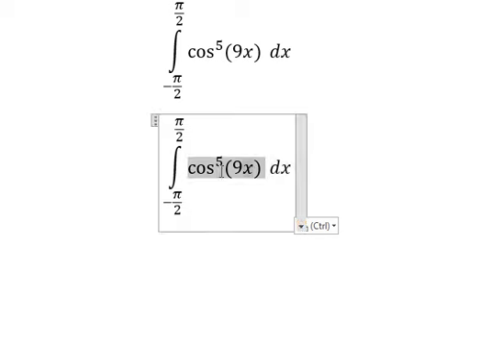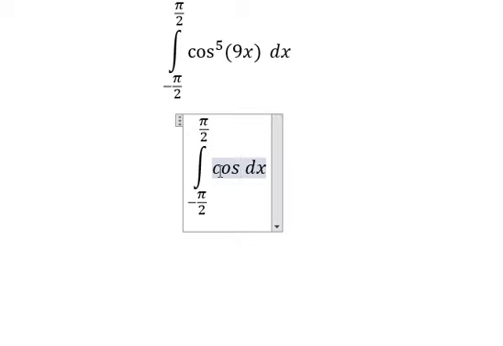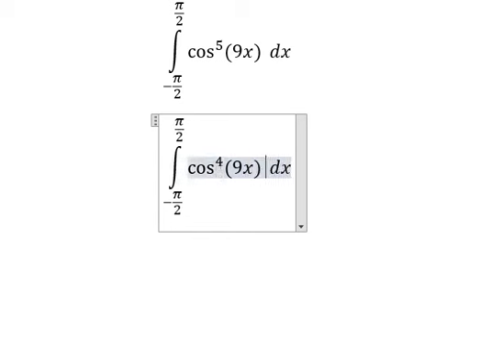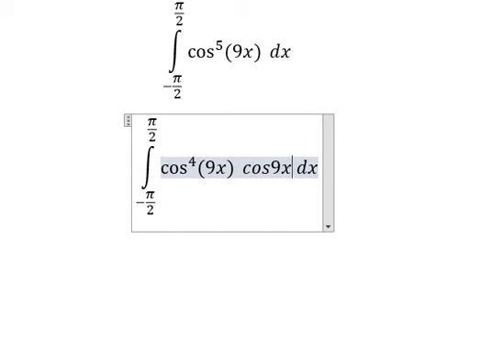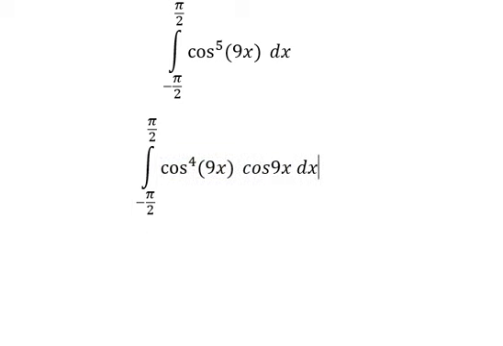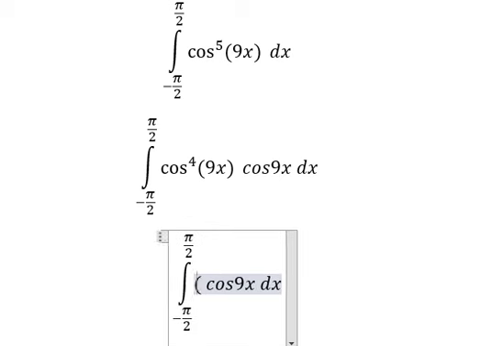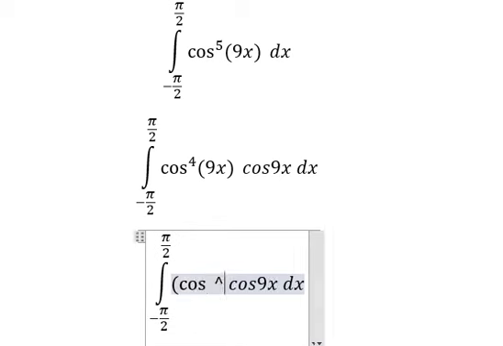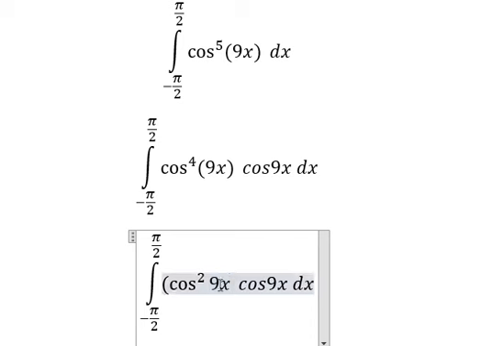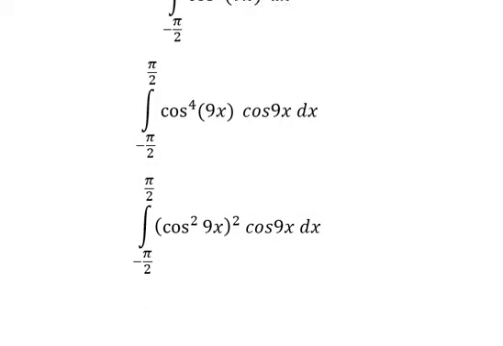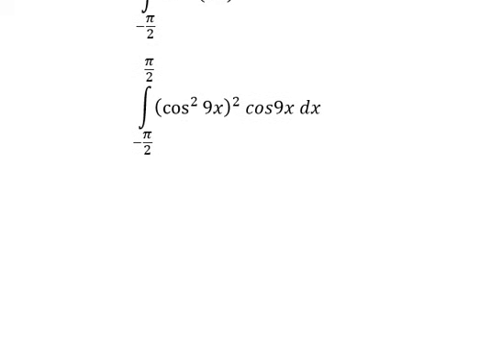This one we can write as cosine 9x to the power of 4, which is cosine 9x squared, everything squared, because 2 times 2 gives us 4. Now we have the formula in here.